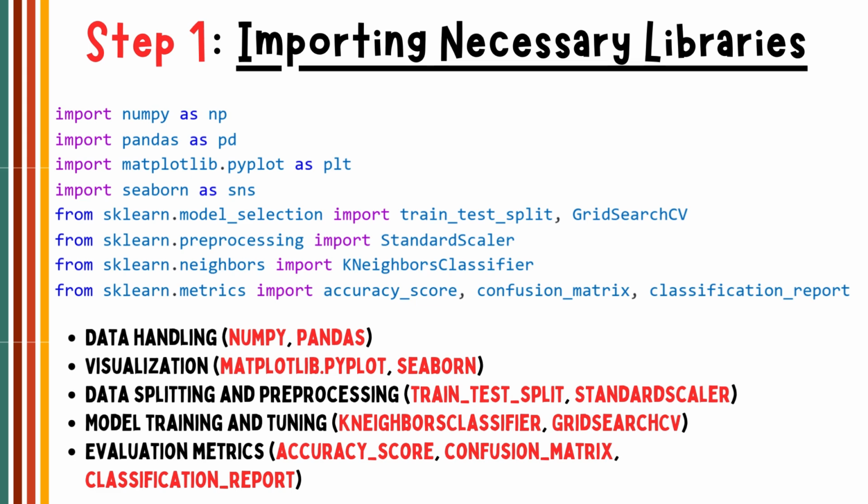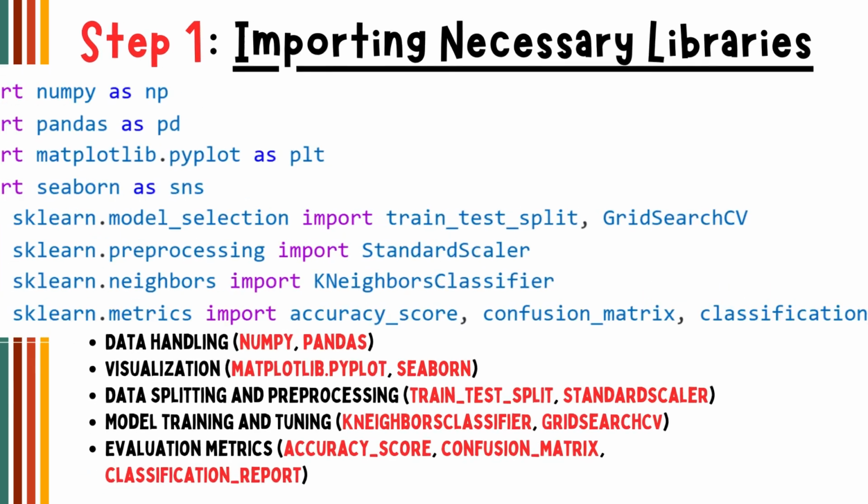Step 1. Importing necessary libraries. Before we begin coding, we need to import essential libraries that will help us with data handling, NumPy and Pandas; visualization, matplotlib.pyplot and Seaborn; data splitting and preprocessing, train_test_split and StandardScaler; model training and tuning, KNeighborsClassifier and GridSearchCV; evaluation metrics, accuracy score, confusion matrix, classification report. These libraries will ensure a smooth workflow for implementing KNN efficiently.